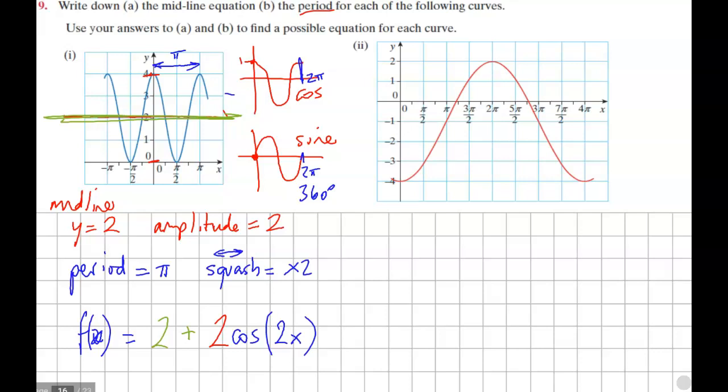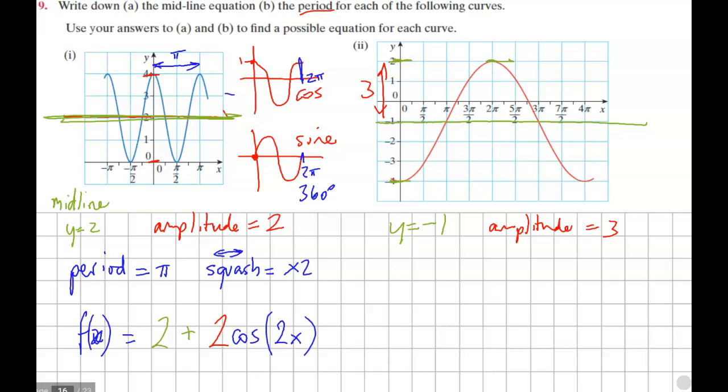Moving on to the next one, the same process. I can see that halfway between my maximum value and my minimum value is the midline, y equals -1. If I carry on and appreciate the amplitude, so how much has been stretched vertically, that distance there is 3, so I know it's a multiplier of 3 as an amplitude.